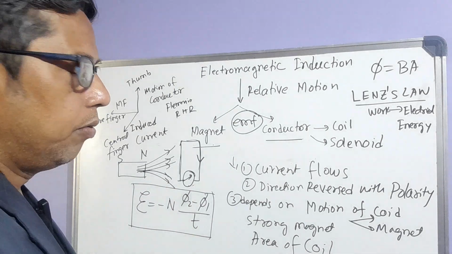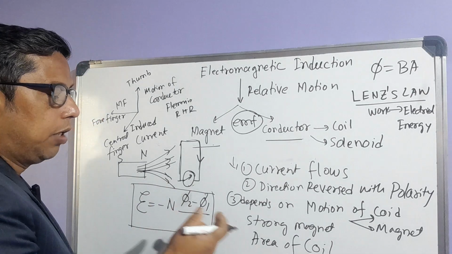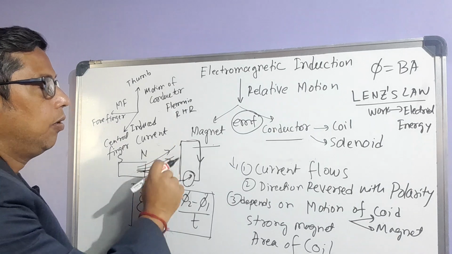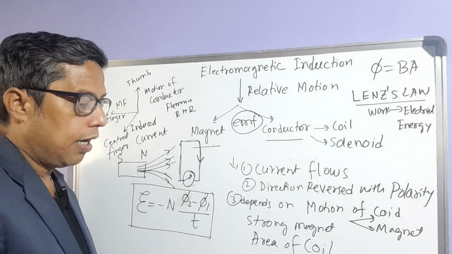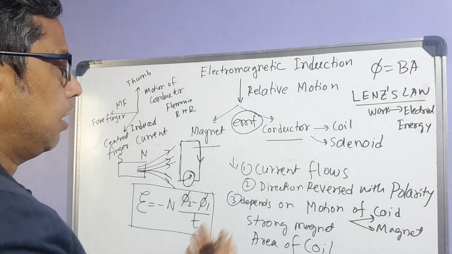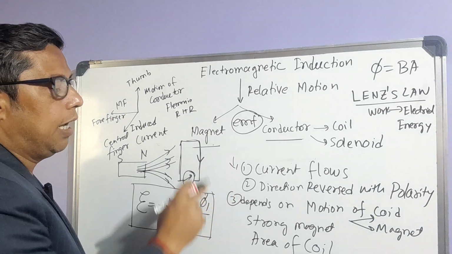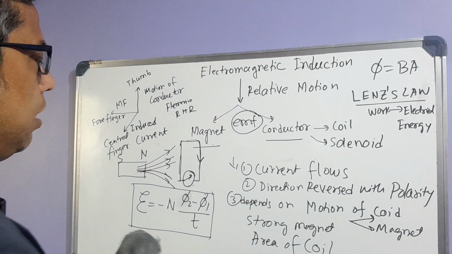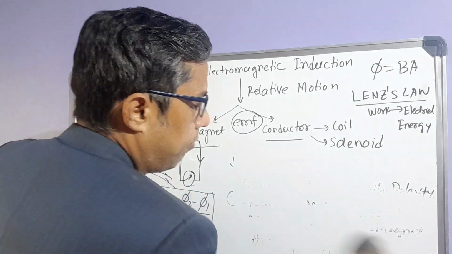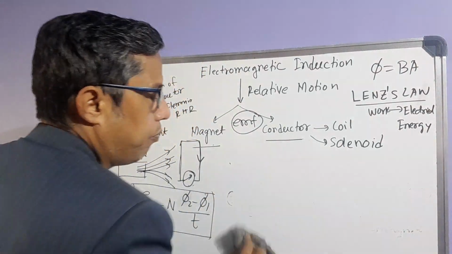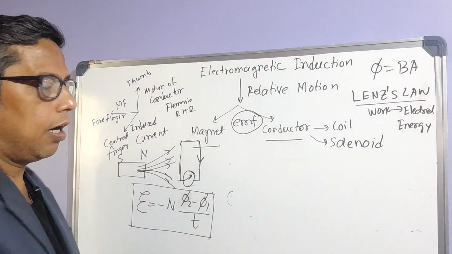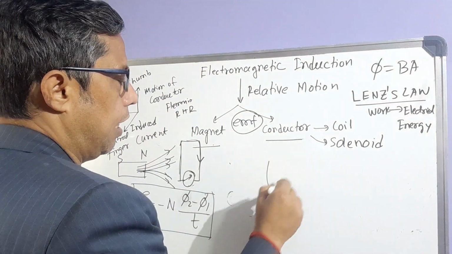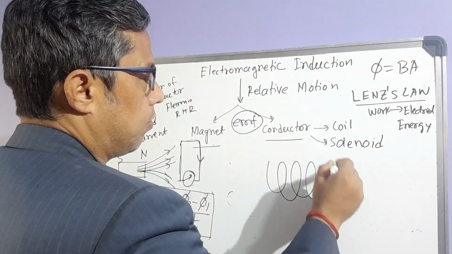Now we can make a strong magnet. If we use a strong magnet, then we will get more current, right? And what other things does it depend on? Like the area of the coil and the number of turns of the coil. That means the coil you are using is very important for producing the amount of current. Coil normally we take as a helical coil or solenoid shape, right?